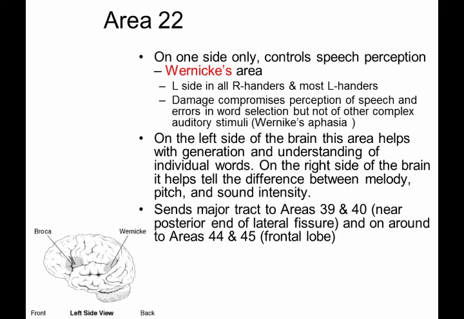The damage of these areas here, I'm talking about mostly the Wernicke area, so the posterior part of area 22 here, has its own name, unlike area 44. That's the Wernicke area, and if people have a stroke in that area, it will compromise perception of speech and cause errors in word selection, but not affect the perception of complex auditory stimuli. I've got an example for you of what Wernicke aphasia is. So aphasia means you have damage in that area.